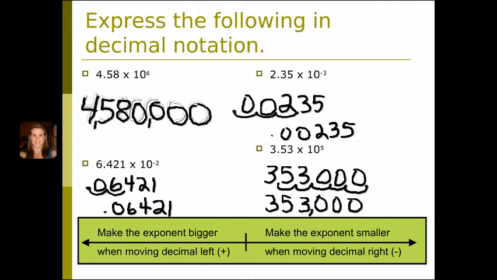So a thing to remember is with a negative exponent, you're going to move your decimal place to the left that many spaces. With a positive exponent, you're going to move your decimal place to the right that many places.